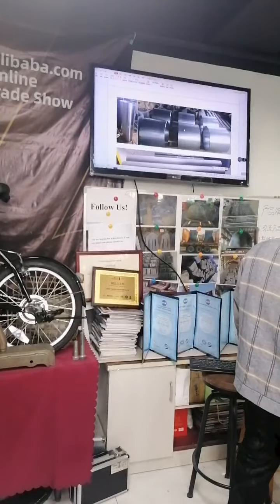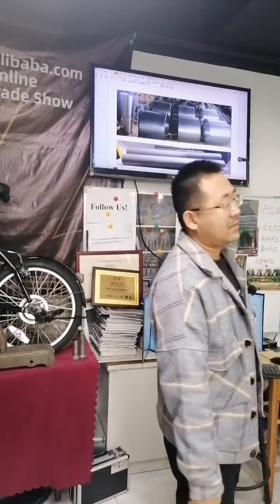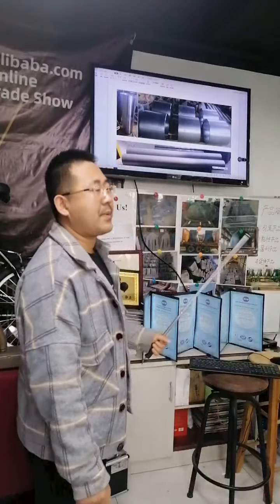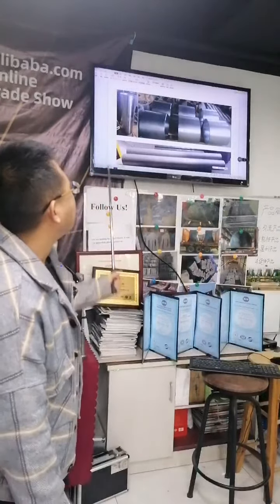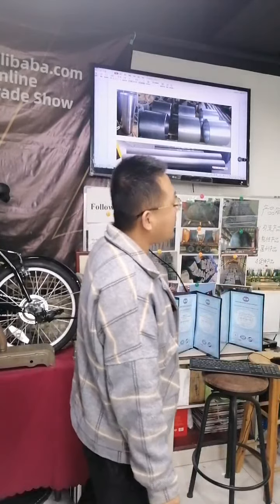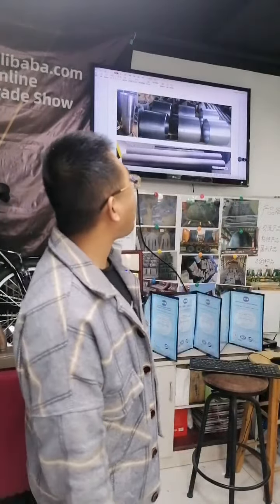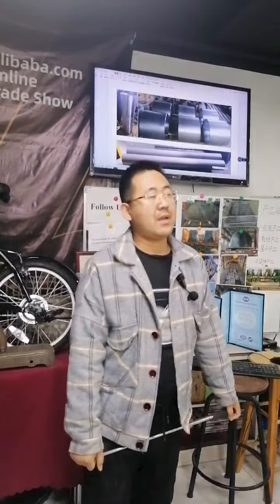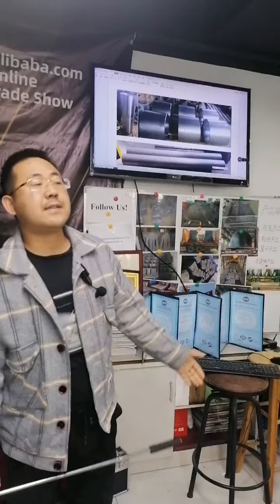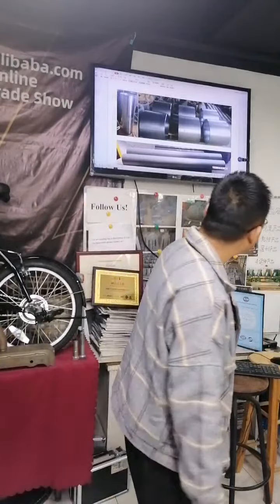And when we finish the machine, we can get this part. The first one is SS225 tubes, and the ID size is 218 millimeters, and the OD size is about 300, and the long size is about 600 millimeters.